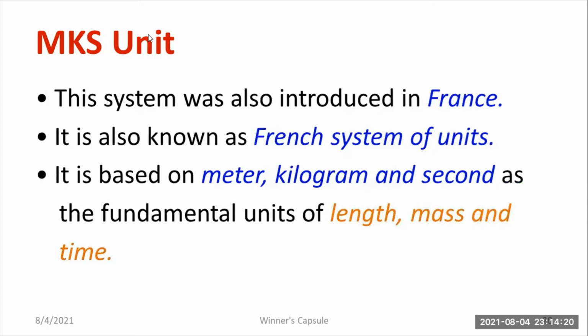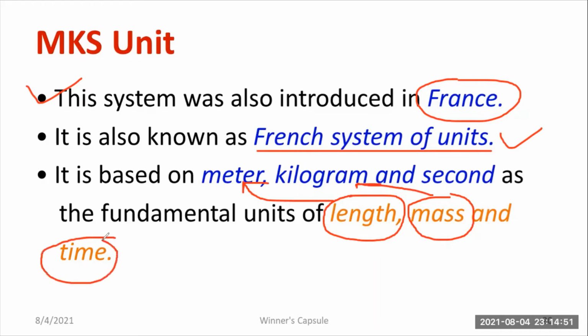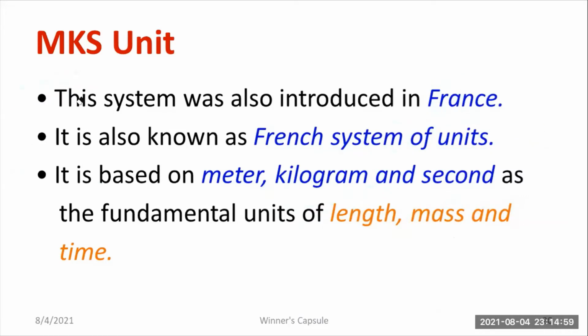Next, I would like to discuss the MKS unit. This was also introduced in France itself, and it is also known as the French system of units. Please note this down: French system of units. For example, length is a physical quantity. What is the MKS unit of length? It is obviously meter. The MKS unit of mass is kilogram, and the MKS unit of time is second. This you have to remember. This is known as the MKS system. Please underline it. This is also important.